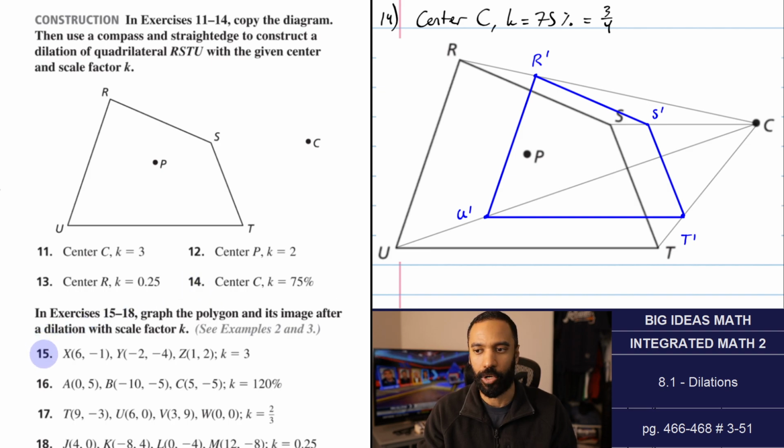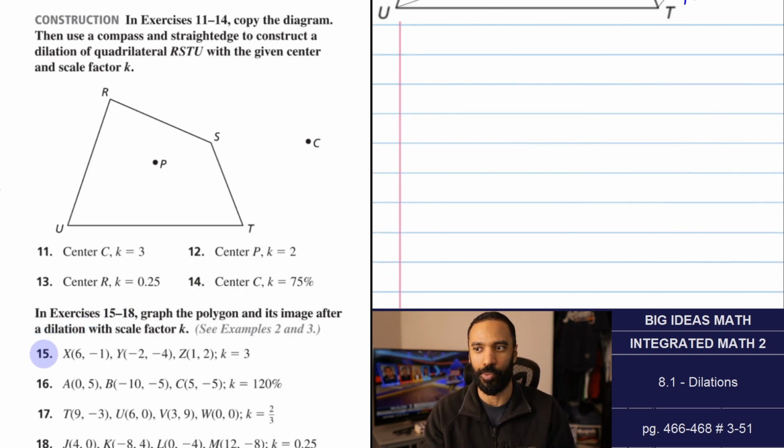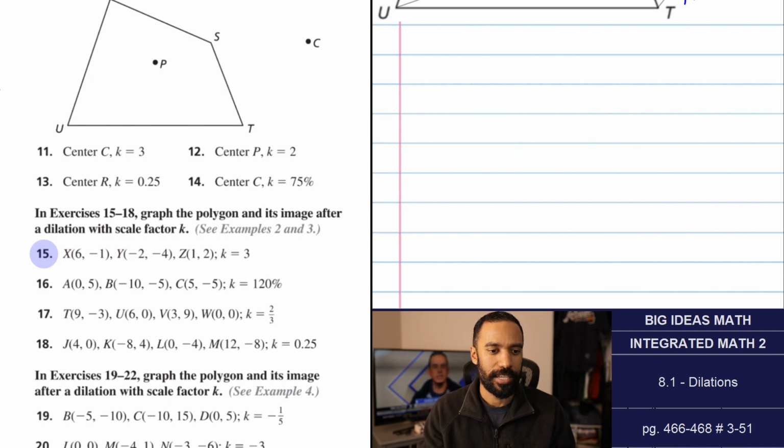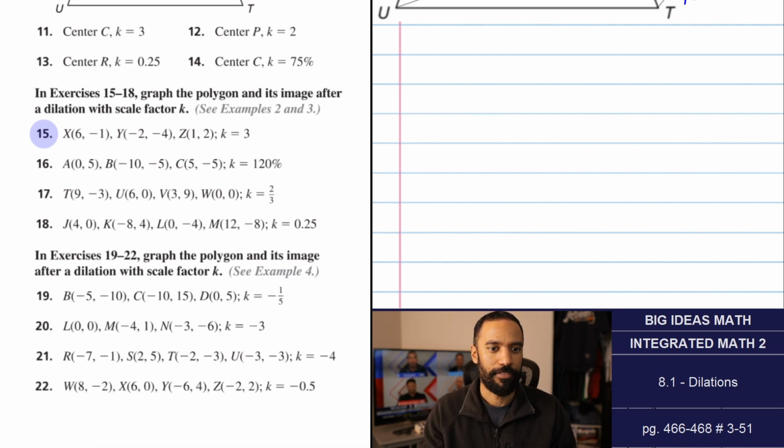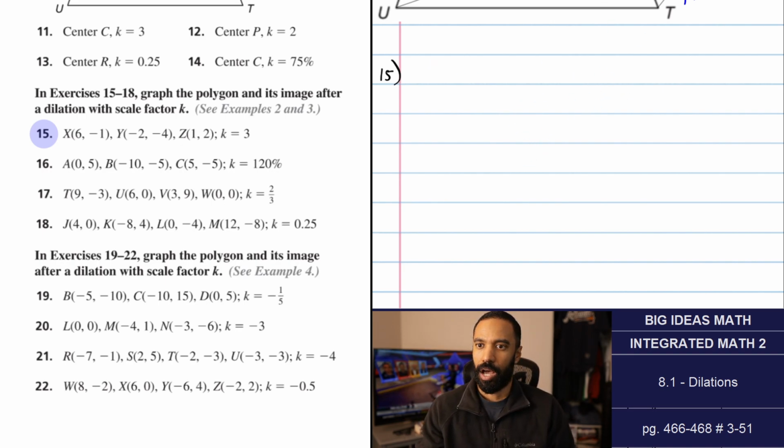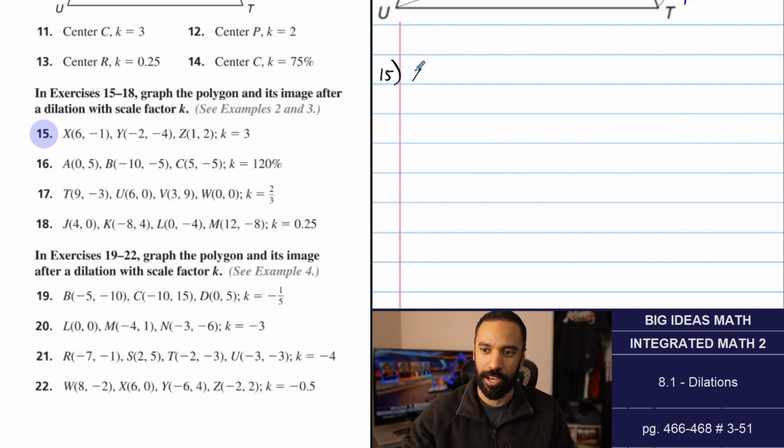Now we're going to do them on graphs, which is generally more where you would see them. And I know I have some lecture things with examples on dilations in this way of old. In exercises 15 to 18, graph the polygon and its image after a dilation with scale factor k. And these may be the problems where you will have items that I need a bigger scale for. So let me write these out to begin with.